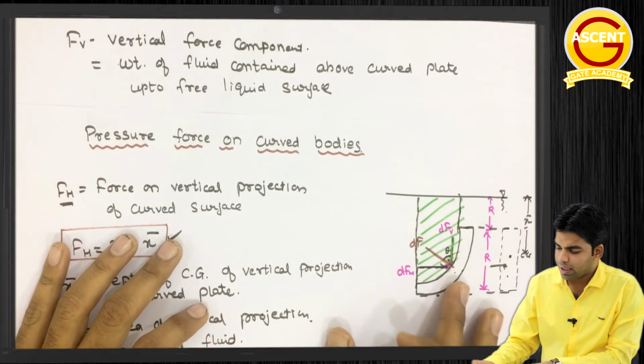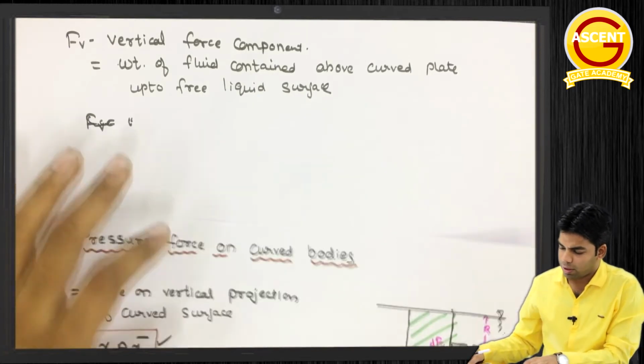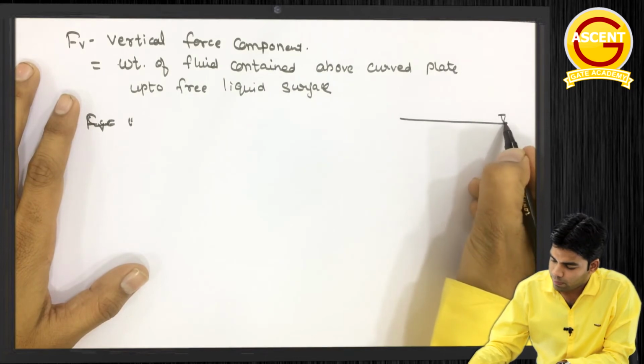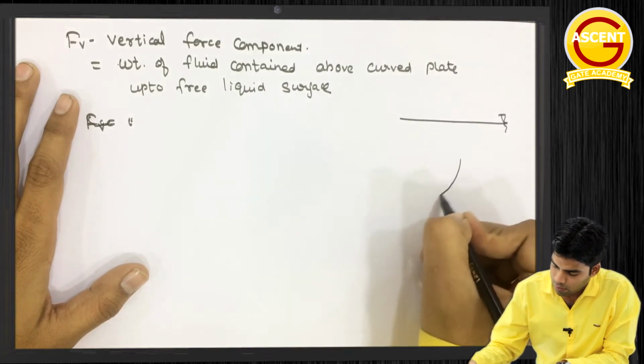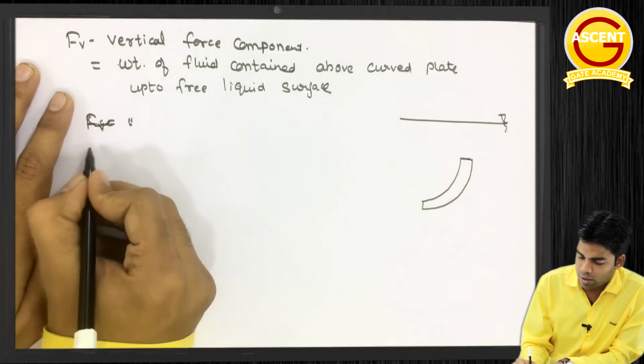ओके, सो सेम प्लेट के लिए अब हमको हॉरिजॉन्टल एंड वर्टिकल फोर्स कंपोनेंट निकालना है. So how can we determine that? I will draw it here also, the same curved surface. Okay, so first is the horizontal component.